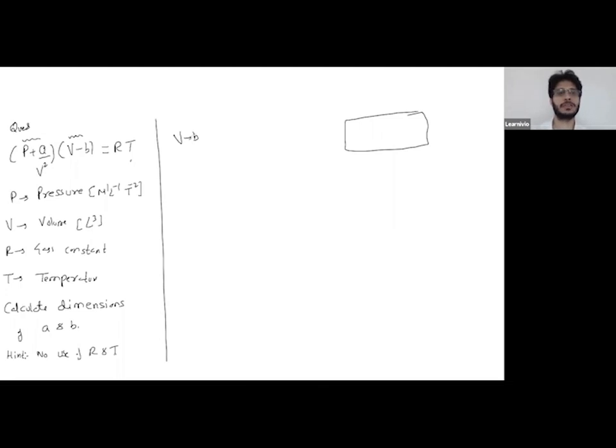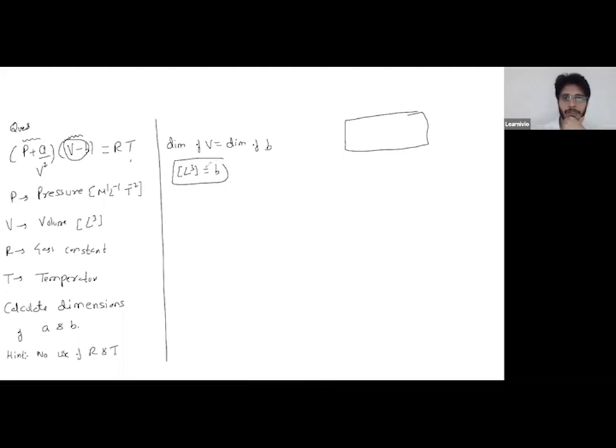V minus B. If in this V minus B you're subtracting B from V, that means V and B should have the same dimensions. So I can write this as dimensions of V is equal to dimension of B. V and B should have the same dimension. V is volume, L cube. So B is L cube.